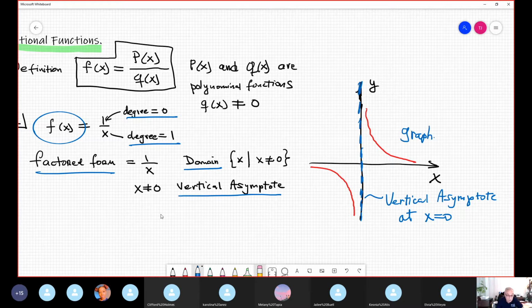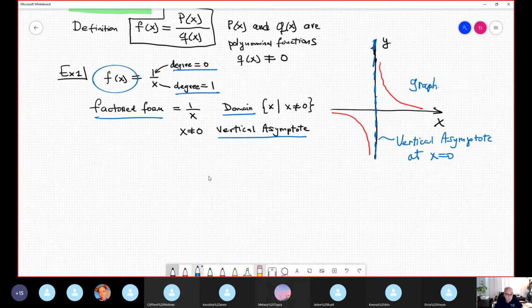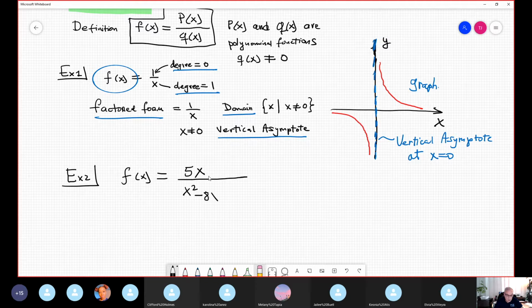Okay, let's move on to the second example, which is more interesting. Example 2. The function given is 5x divided by x squared minus 8x plus 12. It's a polynomial on the top, degree 1, because the exponent here is an invisible 1. And again, it's a polynomial at the bottom with degree 2. Remember, degree is the highest exponent we have in the polynomial.